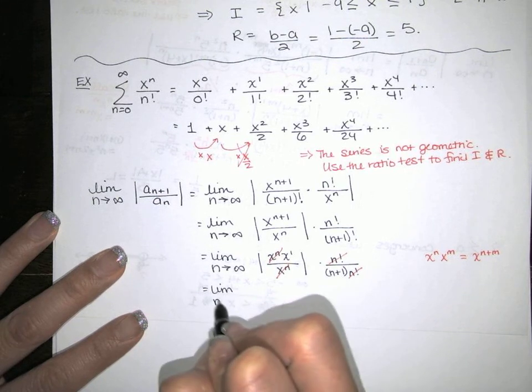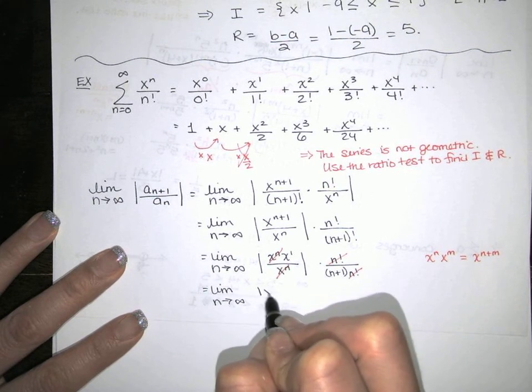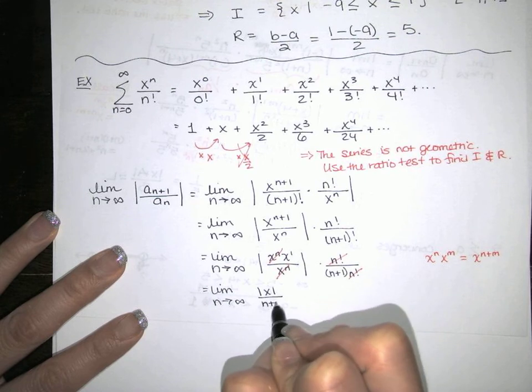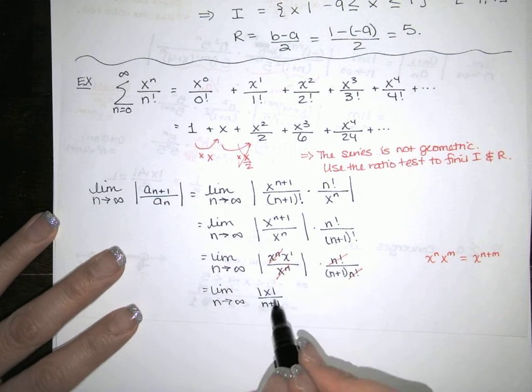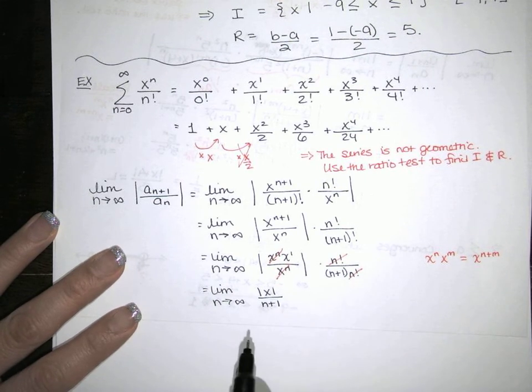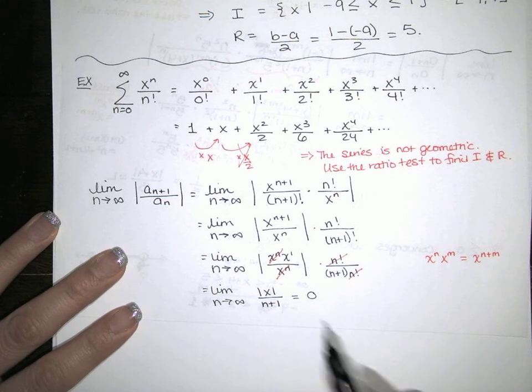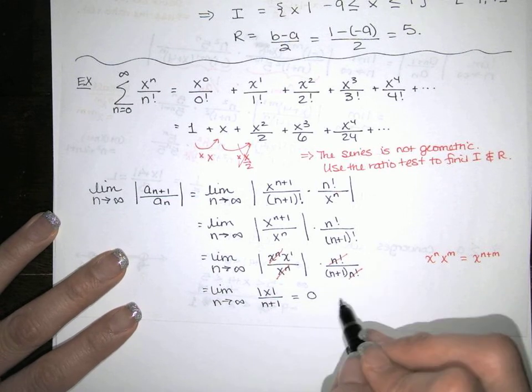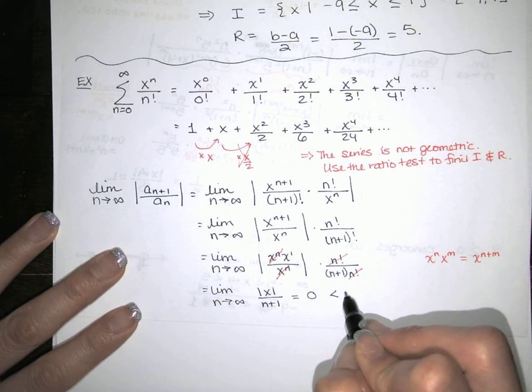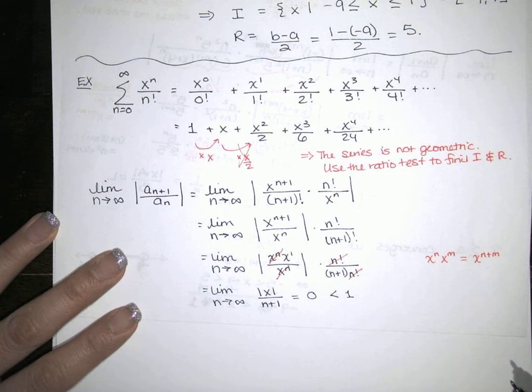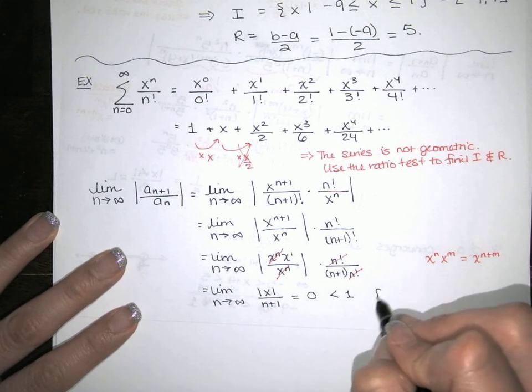The limit as n goes to infinity of the absolute value of x over n plus 1. And as n goes to infinity, if x is just a number, and it's just a number when you're taking this limit, a number divided by something really large is something really small. So that's 0, that's our limit, and that is less than 1 all the time. This is less than 1 for all values of x.